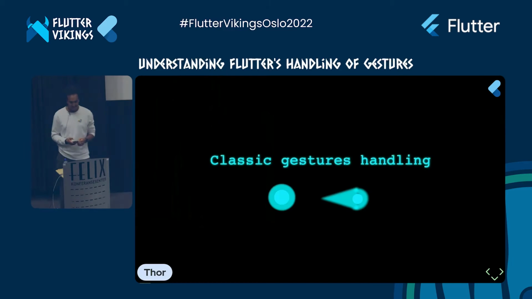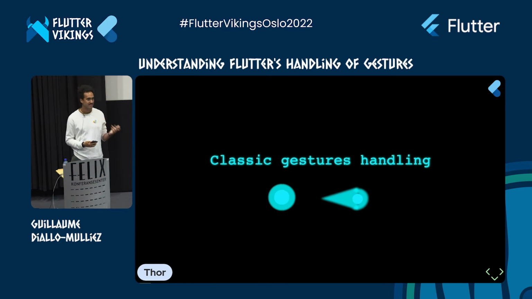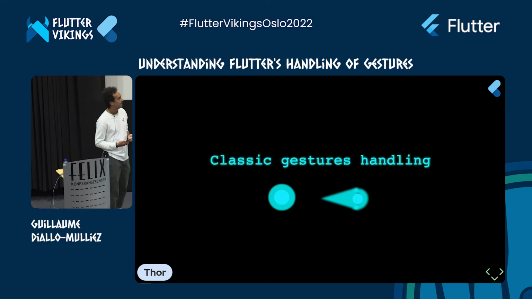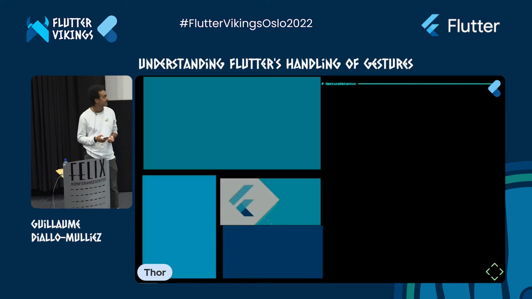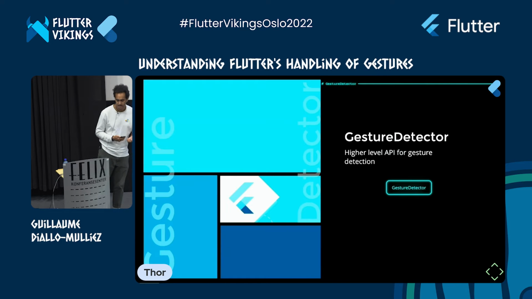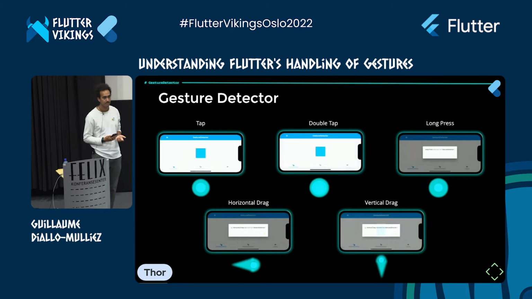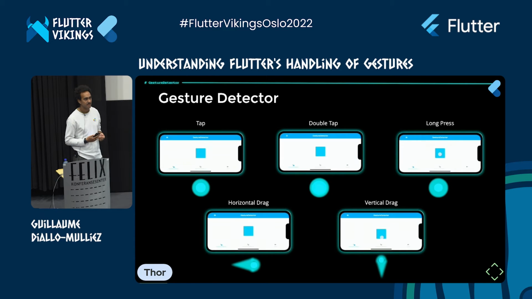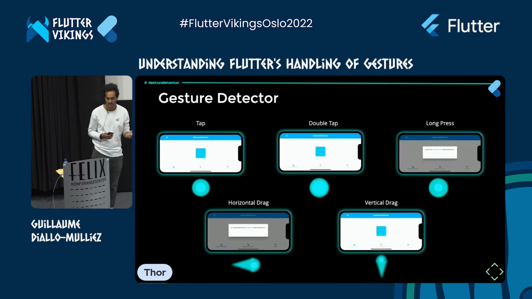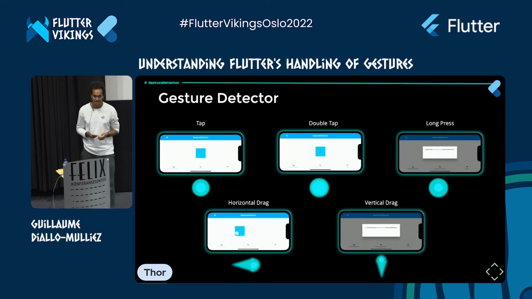So let's first talk about classic gesture handling in Flutter. You probably all know gesture through one specific widget, which is the gesture detector, which is the higher level API for gesture detection in Flutter. So this is a really powerful API, and I'll show you a bit of example of what you can do with this. You can detect all kinds of, I'd say, classic, standard gestures, such as tap, double tap, long press, and all kinds of drag gestures in certain directions.